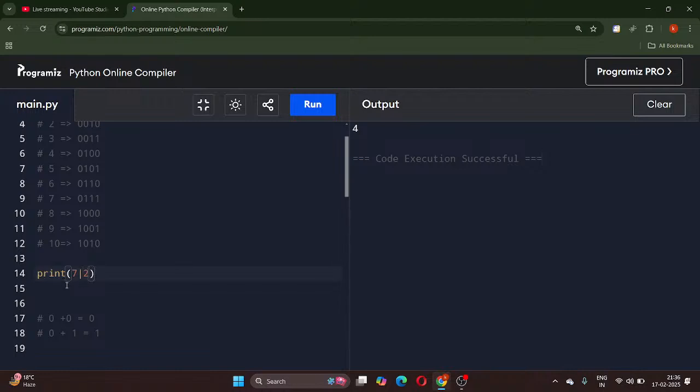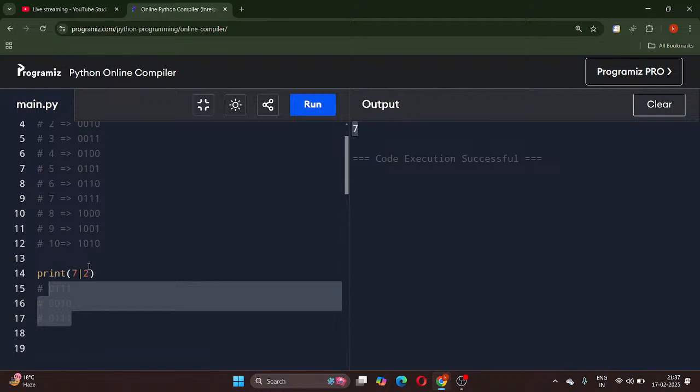When you say 7 or 2, the binary representation of 7 is 0, 1, 1, 1, and the binary representation of 2 is 0, 0, 1, 0. Now you have to simply add the two digits. So 0 plus 0 is 0, 1 plus 0 is 1, 1 plus 1 is also 1, because we have just seen how it works, and 1 plus 0 is 1 again. So 0, 1, 1, 1 is the final answer, and that is nothing but 7 itself. Let us run it and check it out. And yes, we are getting the final answer as 7.